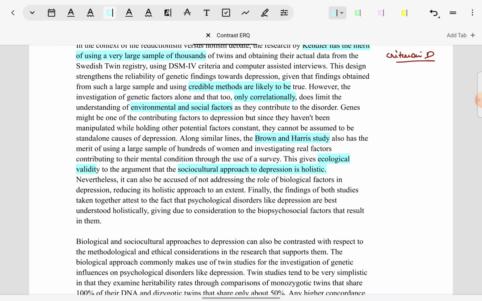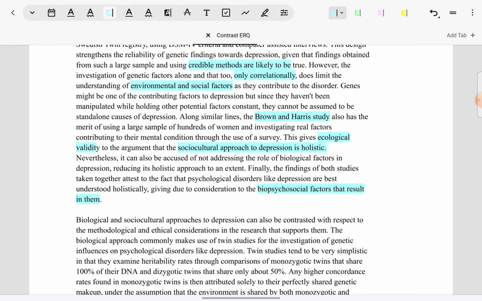But of course, even this study has its limitation. The limitation is that it is also relatively reductionist. It is holistic in comparison to the biological approach, but not completely, because we can argue that even this study does not account for biological factors. So why is it ignoring those? So then we can say the study goes to establish the holism in the sociocultural approach to an extent, but not fully. That's a limitation.